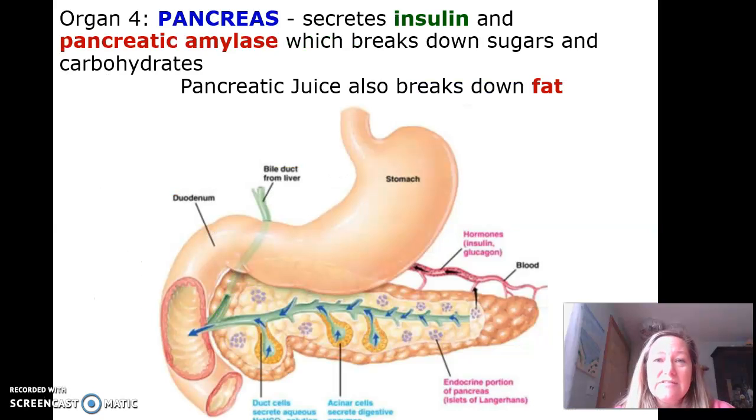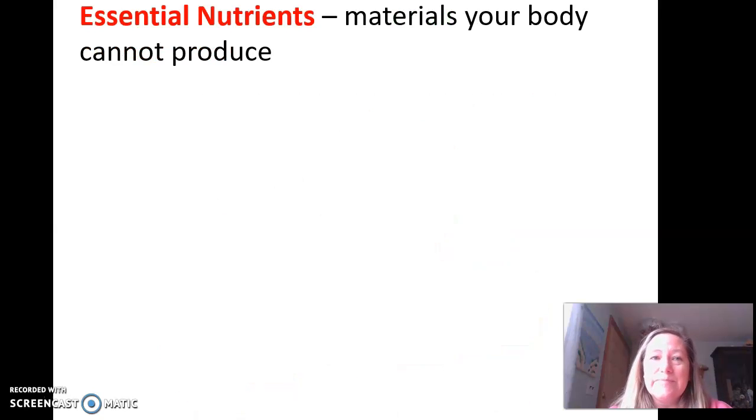Organ 4 is the pancreas. It secretes insulin and pancreatic amylase, which breaks down sugars and carbohydrates. The pancreatic juice also breaks down fats. The pancreas is right there underneath the stomach, and it's pretty important. You might think, oh, I never heard of the pancreas. What does that do exactly? Well, you know all those sugars and carbs that you need to eat every day to maintain your health and have your energy? It's the job of the pancreas to make sure it breaks those things down. So it's a pretty important organ, and you can't live without it.